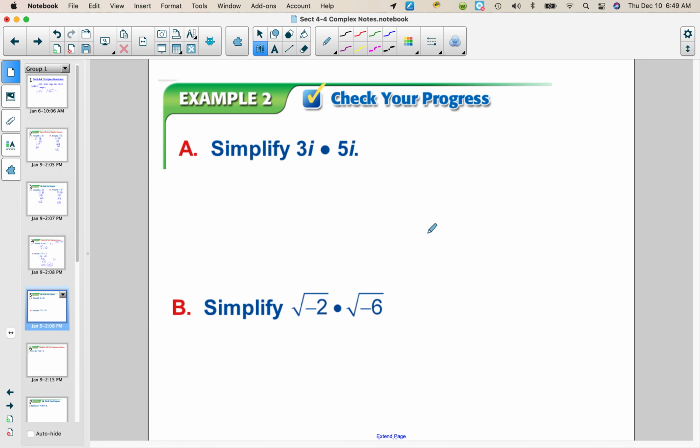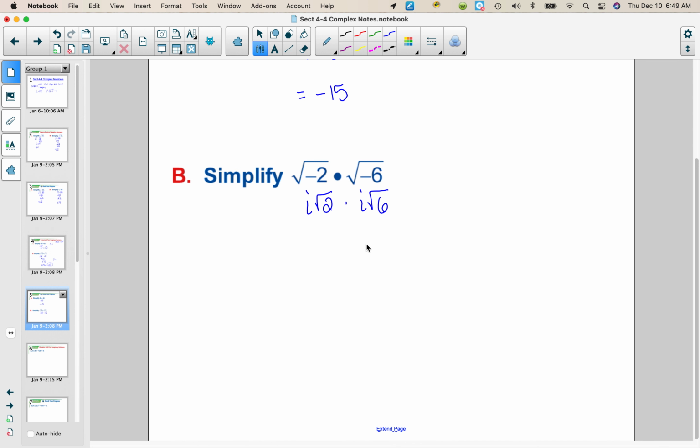So you can pause the video and try these. On this one, we're going to get 15i squared, and since i squared is -1, we get -15. Here we're going to get i root 2 times i root 6. I don't know why they have the big humongous dot for a times sign.